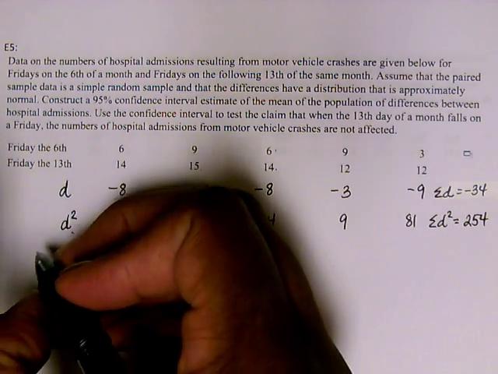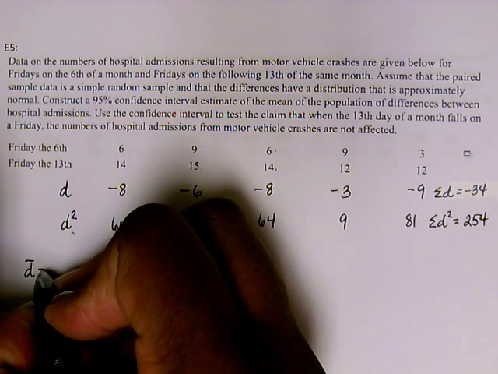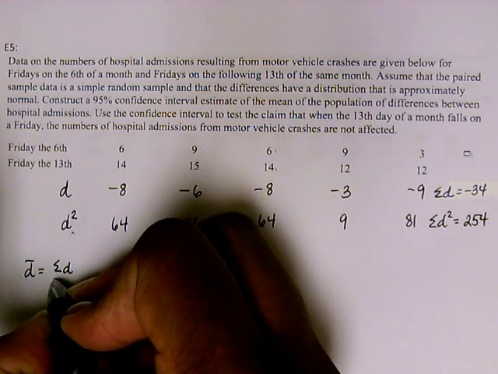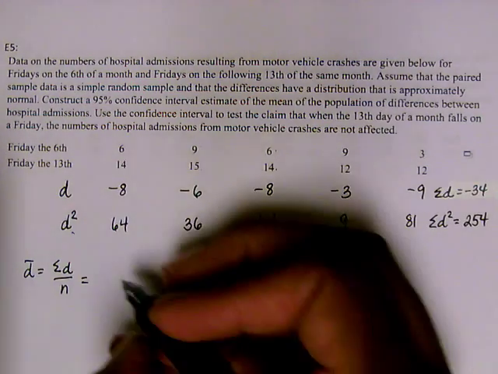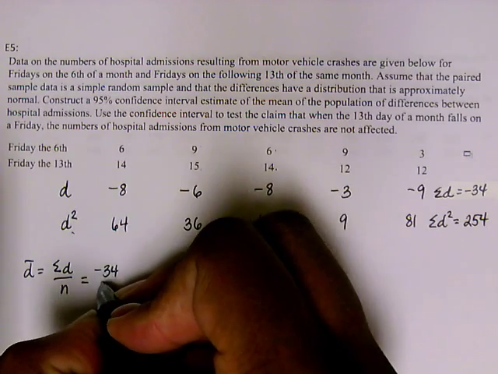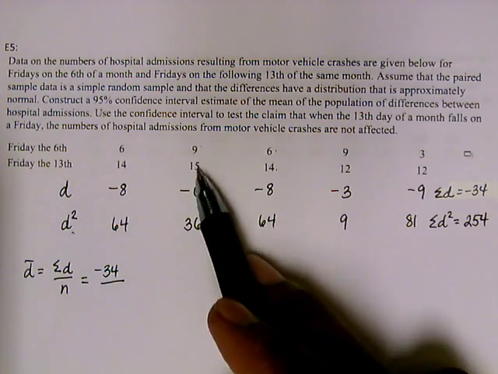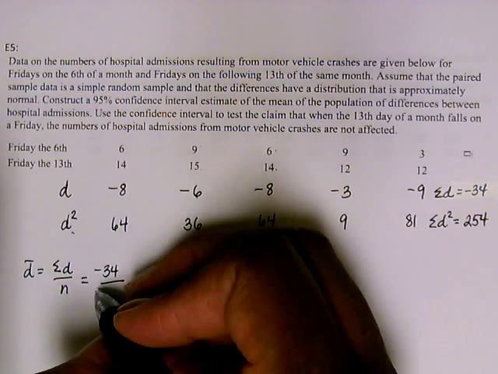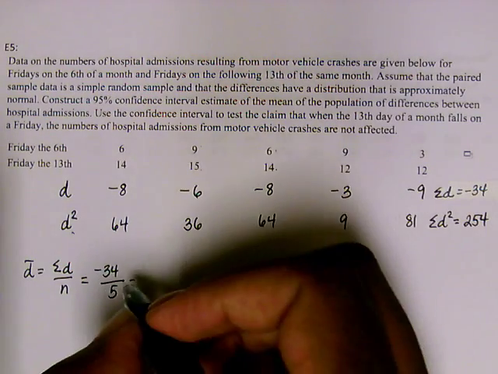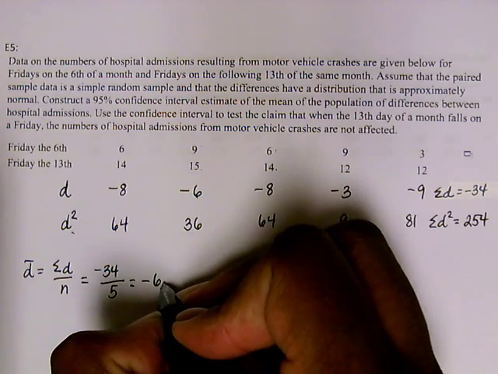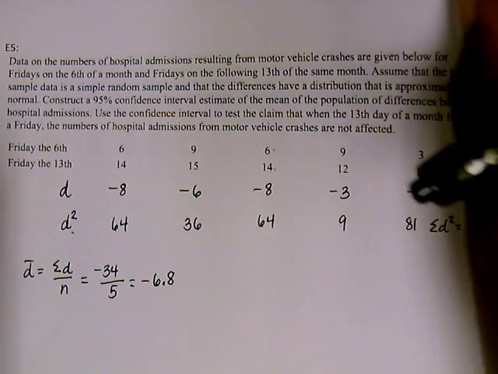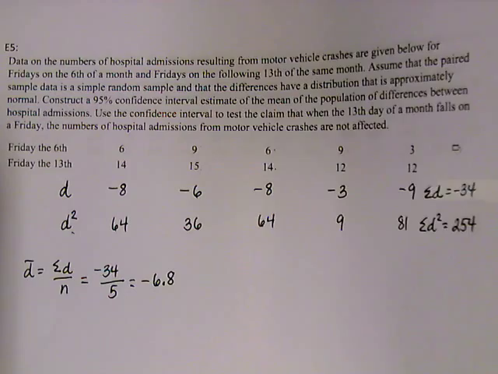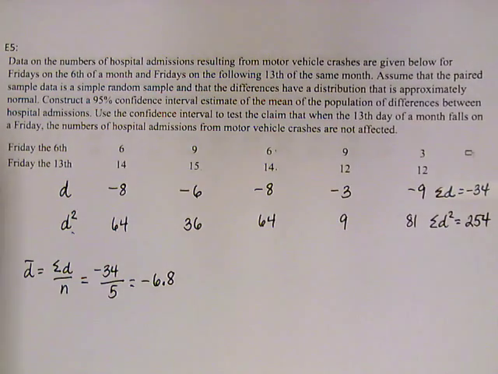Now next I'm going to find out what d bar is. That's going to be the sum of your d's divided by n, which is the number of paired data. The sum of your d's, we found that out to be negative 34. And there were 5 paired data: 1, 2, 3, 4, 5. So negative 34 divided by 5 will be negative 6.8. So the mean of your differences for this particular sample will be negative 6.8.